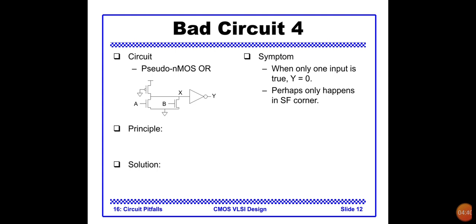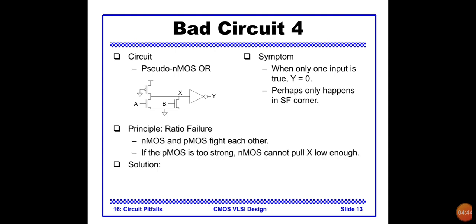Bad circuit 4, the pseudo-NMOS OR gate. The symptom: when only one input is true, Y equal to 0, perhaps only happens in the SF corner. The principle: ratio failure. NMOS and PMOS fight each other. If the PMOS is too strong, NMOS cannot pull X low enough.